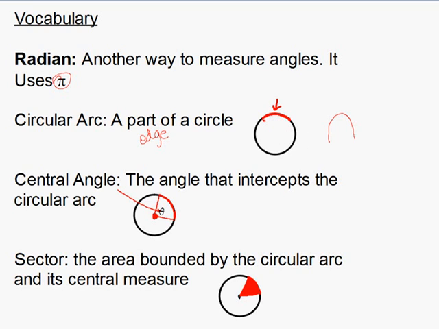And finally, sector, which I said is a pizza slice. It's the area between the central arc and the central angle. So here's the edge of the circle. Here's the angle. And when you fill in this area, that's your sector. Okay? Next card.